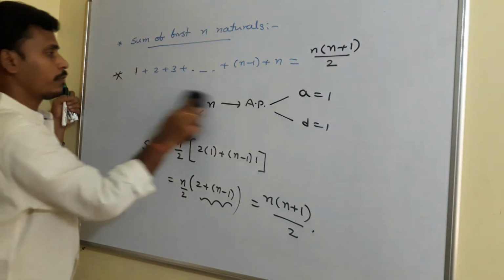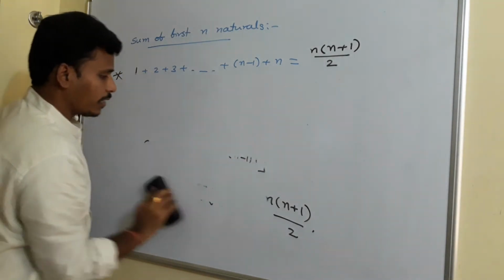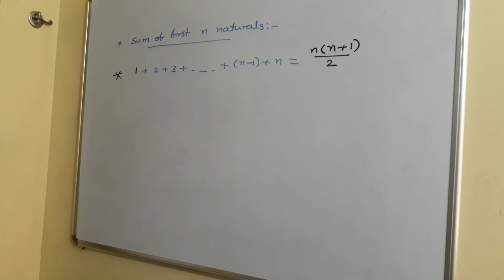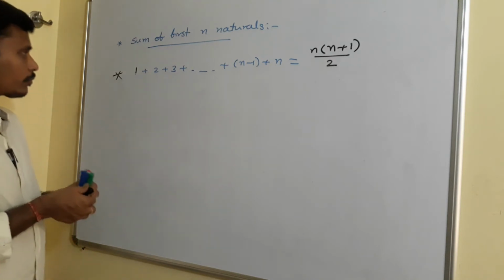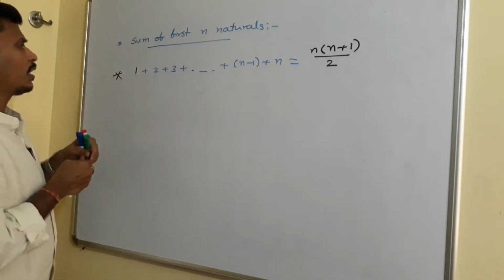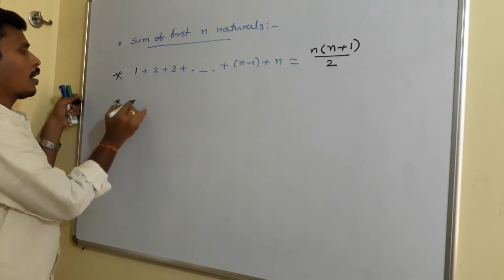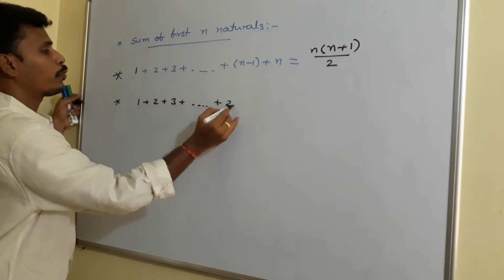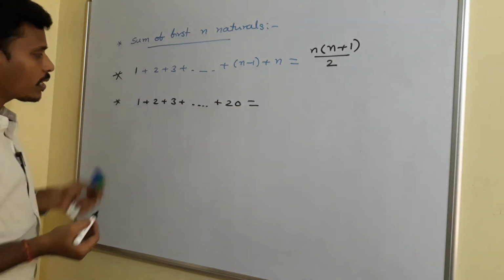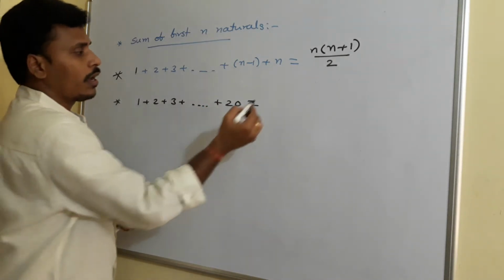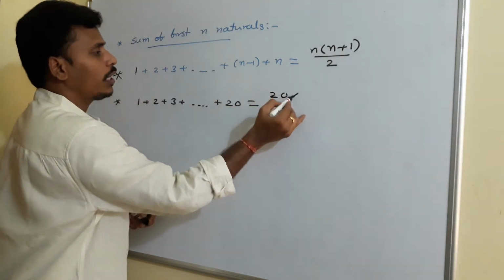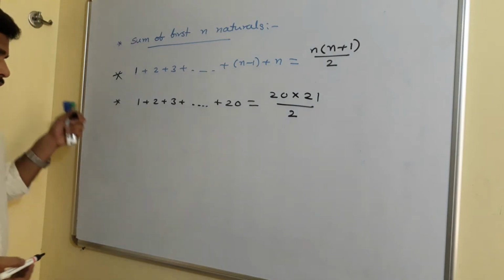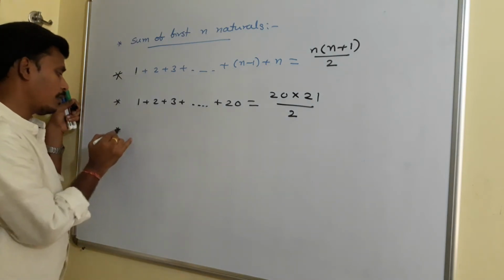I will give you some simple problems here. Just have a look at how this concept is utilized to solve different situations. For example, if I wish to find 1 plus 2 plus 3 and so on plus up to 20, that means what is the sum of the first 20 natural numbers? Directly you need to replace n with 20, then 20 into 20 plus 1, 21 by 2 is your answer for the sum of the first 20 natural numbers.